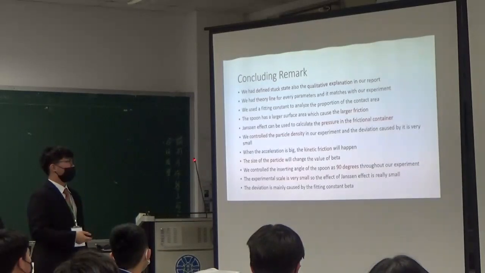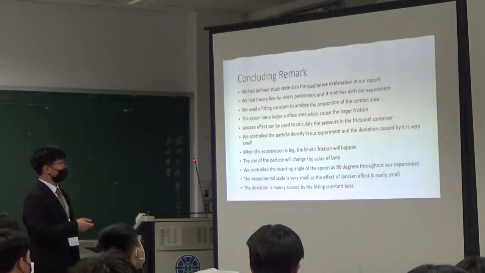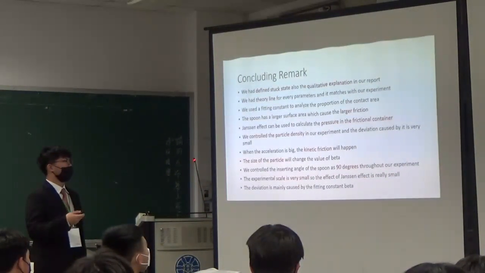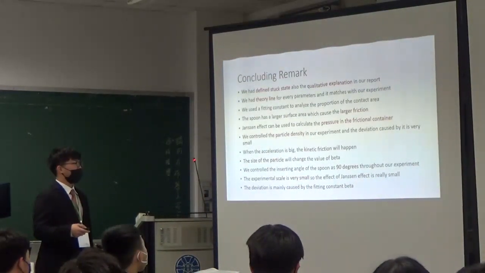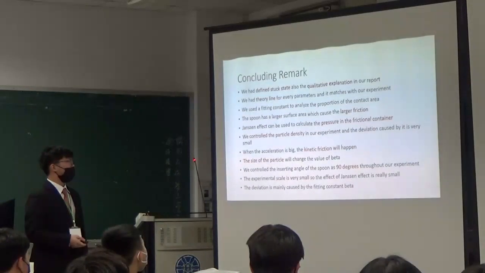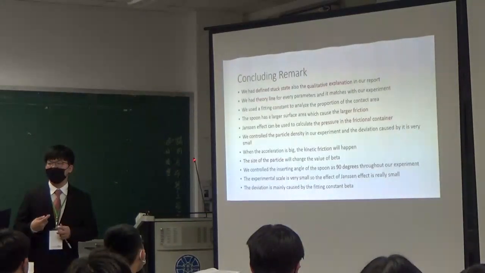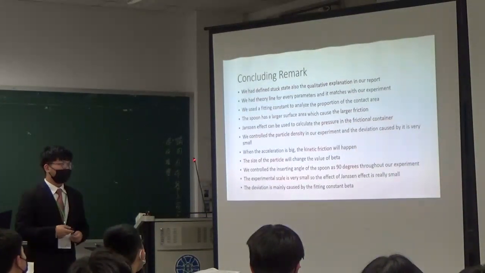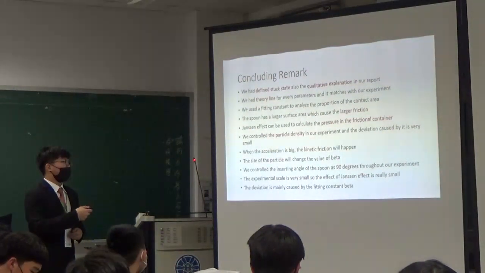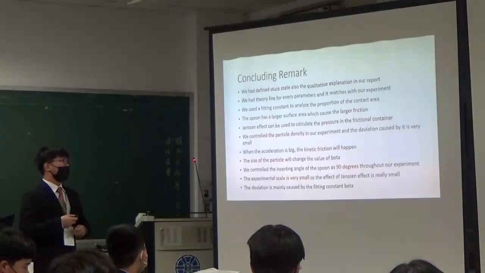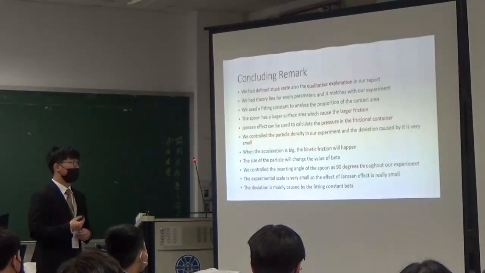The spoon has a larger surface area, which causes larger friction. And the Janssen effect can be used to calculate the pressure in the frictional container. We also controlled the particle density in our experiment, and the deviation caused by it is very small. Because all the containers in our experiment are the same, we just need to consider the average density. We also measured the particle density and found that it won't affect it a lot. And since the shape of each particle is different, we can only calculate the average.